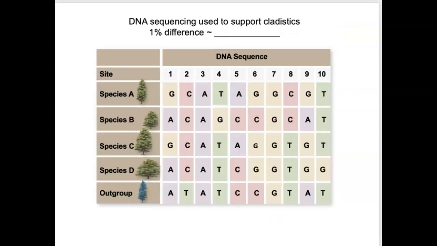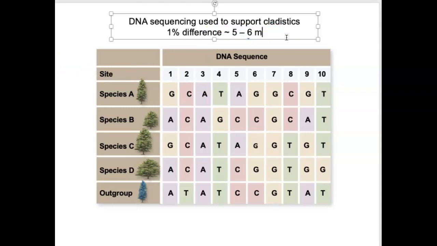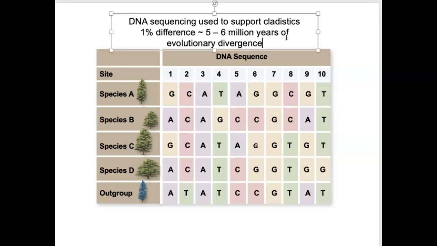Simple is most accurate. Okay, so molecular folks in this group, those of you excited and interested in molecular research and that type of stuff, love it. DNA sequencing, awesome, phenomenal. Excited that that's been brought into cladistics and systematics and helping us with phylogenies. What we're learning is that approximately 1% difference in your DNA is equal to about 5 to 6 million years of evolutionary divergence.